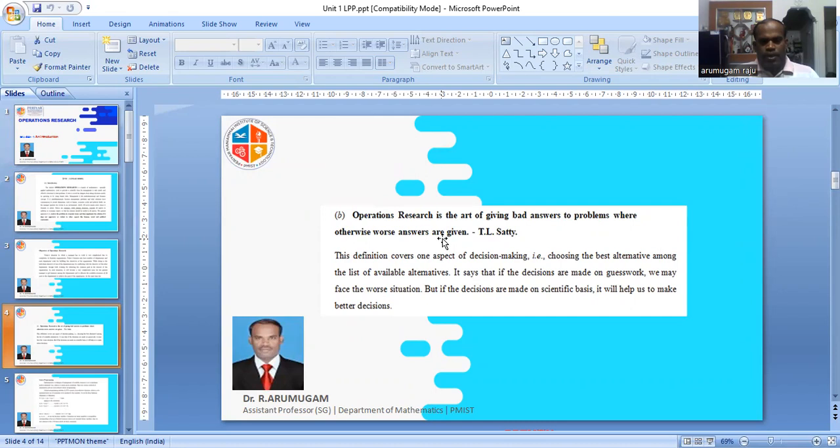Operations research is the art of giving bad answers to problems where otherwise worse answers are given. This definition is given by T.L. Saaty. This definition covers one aspect of decision making, that is, choosing the best alternative among the list of available alternatives.